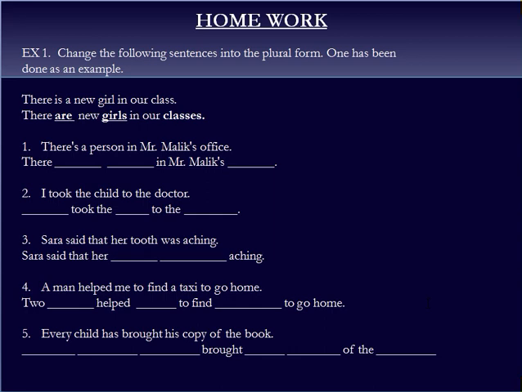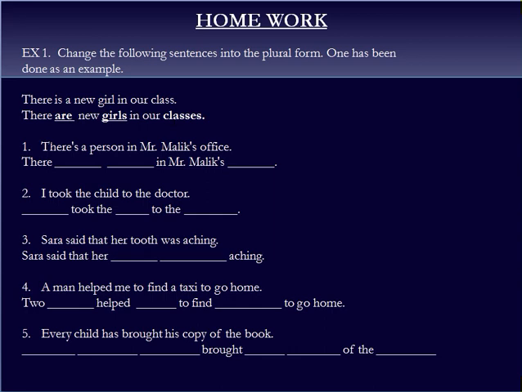So it's time for homework. Our exercise 1 is about singular and plural. Change the following sentences into the plural form. One has been done as an example. There is a new girl in our class. So first you have to see all the nouns or verbs and you have to change them accordingly into plurals. So is is changed to are, girl is changed to girls, and class is changed to classes.